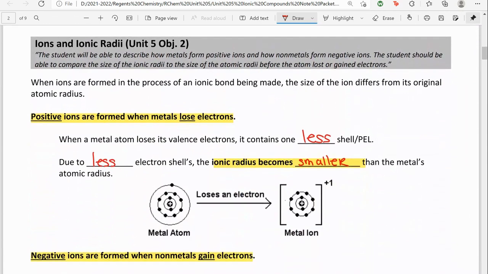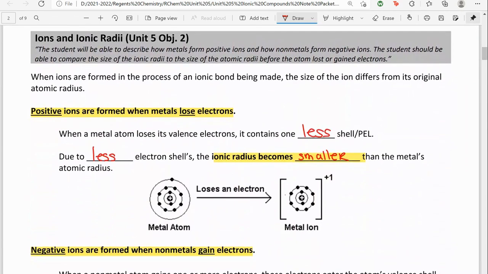The other little part that we're going to go over is just how do we form these ions and what happens to the size of the ions once they've gained or lost electrons. So when ions are formed in the process of an ionic bond being made, the size of the ion is going to differ from its original atomic radius.